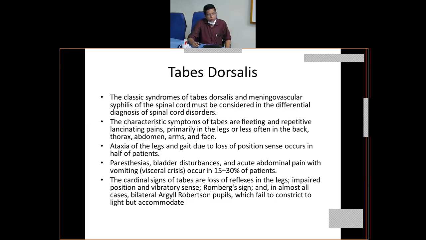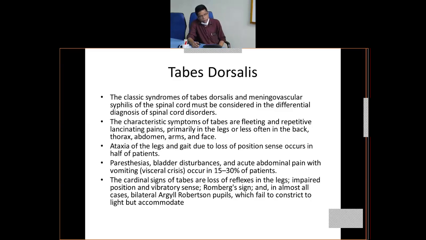Tabes dorsalis nowadays is very rare to get. It was classically described with syphilis. If you look at the natural history of syphilis, after secondary syphilis, in tertiary syphilis there may be neurological involvement. In the initial stage there may be tabes dorsalis, involving mostly the posterior roots. The person will have fleeting or repetitive lancinating pain, primarily in the legs, and less often in the back, thorax, abdomen, arms, and face. There may be paresthesia, bladder disturbance, and sometimes acute abdominal pain.